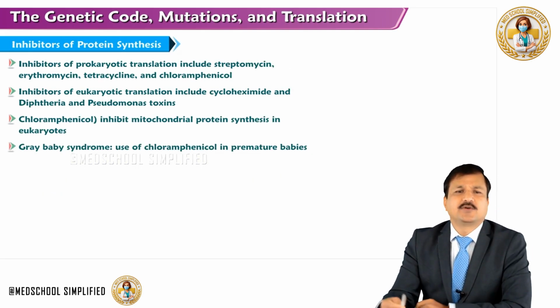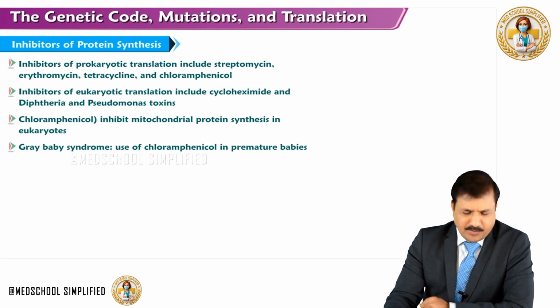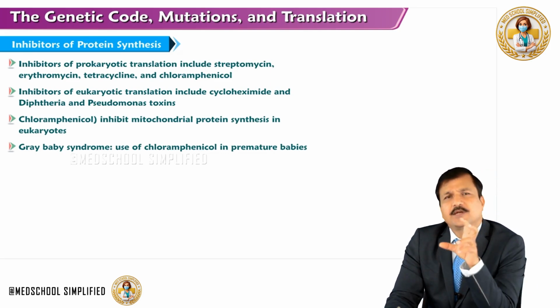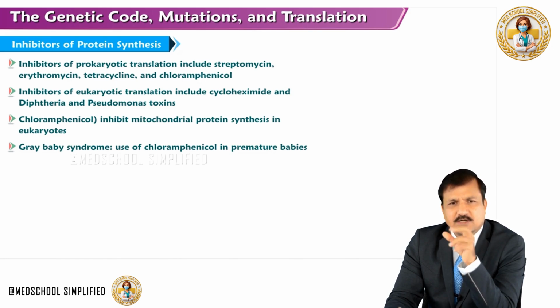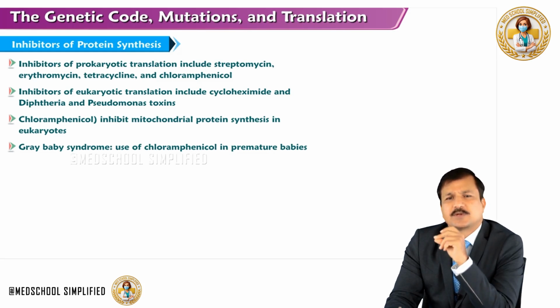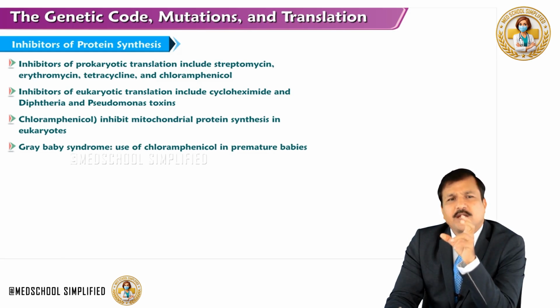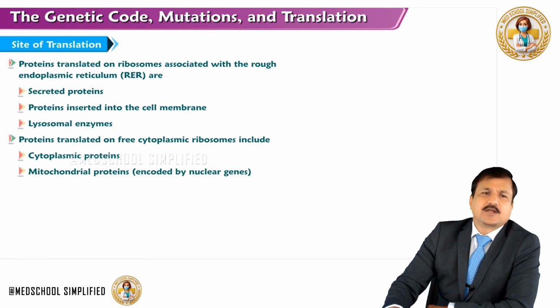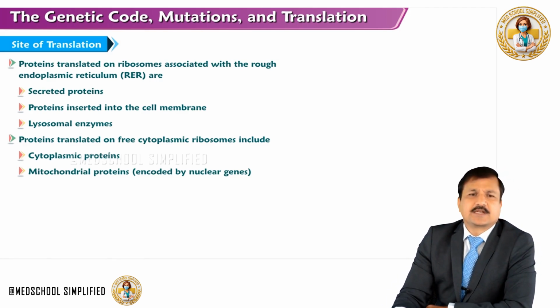Now let me explain a little bit about inhibitors of protein synthesis. Inhibitors of eukaryotic translation include cycloheximide, diphtheria, and Pseudomonas toxins. Certain antibiotics like chloramphenicol also inhibit mitochondrial protein synthesis but not cytoplasmic protein synthesis because mitochondrial ribosomes are similar to prokaryotic ribosomes. Now let me explain a little bit on the site of translation.